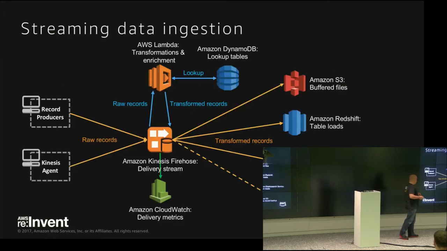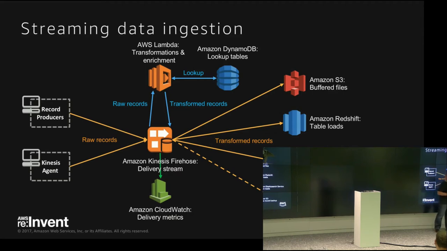Here's the example of putting the data into Kinesis Firehose. Again, serverless solution. Whether you have Kinesis agent or record producers using SDK, they put the data into the Firehose. Firehose triggers the Lambda for transformation or any kind of enrichment that you need to do with the data. Stores the data in DynamoDB, some metadata for the lookups. The transformed records are put back to Firehose so that it can store the buffered files in S3.